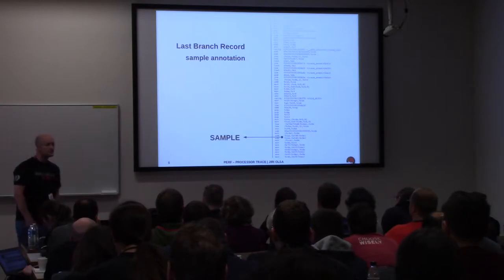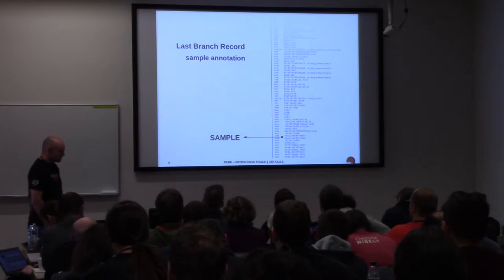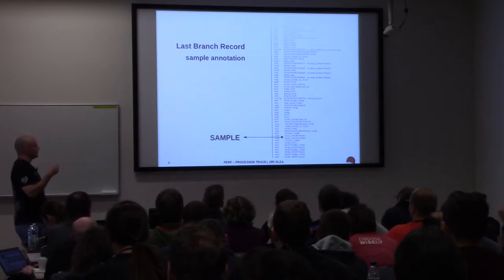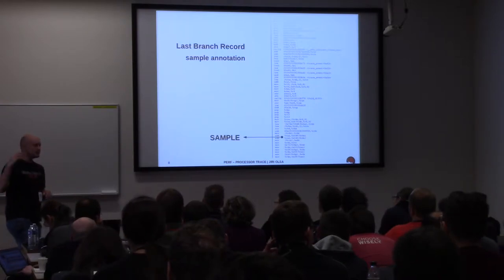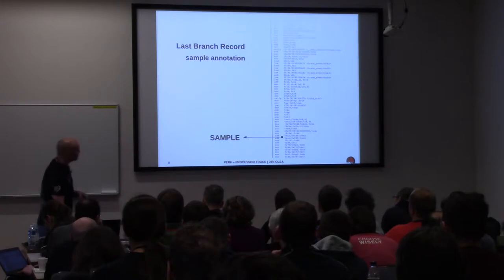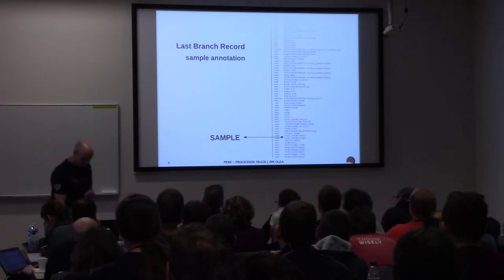Last branch record is basically a CPU feature. It allows you to configure the CPU in a way that it will remember the last branches that it executed. So at any given time, you can ask the CPU, how did you get to this point? What were the branches that you executed?